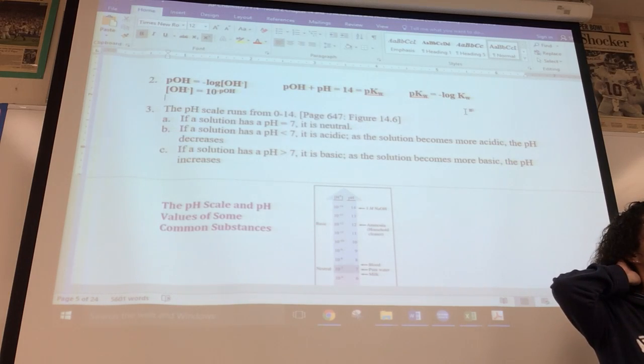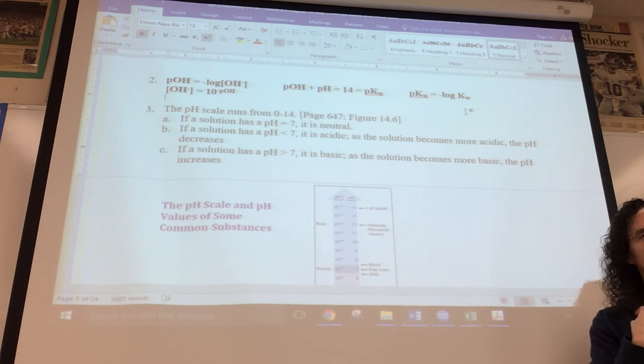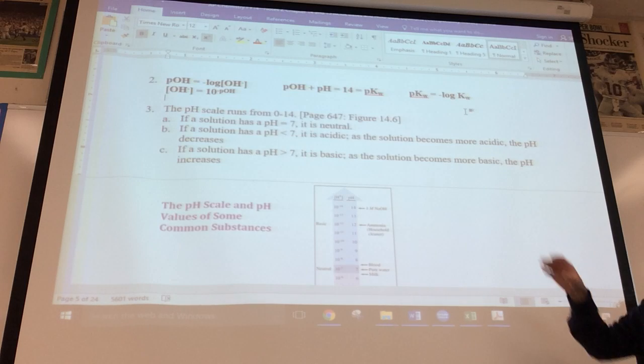Is Kw given or no? Yes. Oh, so positive log would be negative. Yes. Is he bothering you? I promise I'm not good for it. At least my mom says I am.